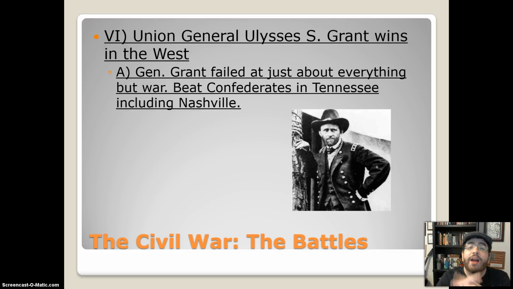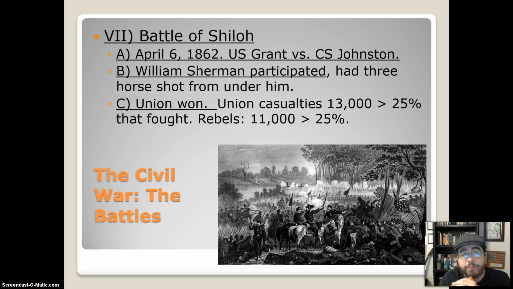The Union General Ulysses S. Grant wins in the West. General Grant failed at about everything during his life, except at war. That was the one thing he was good at. He's not a good gambler, not good at that. Well, but he was a great war fighter. He was in charge of the Western campaign. He beat the Confederates in Tennessee, including the Battle of Nashville.